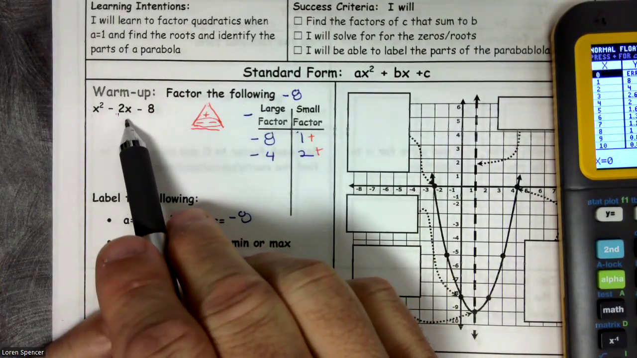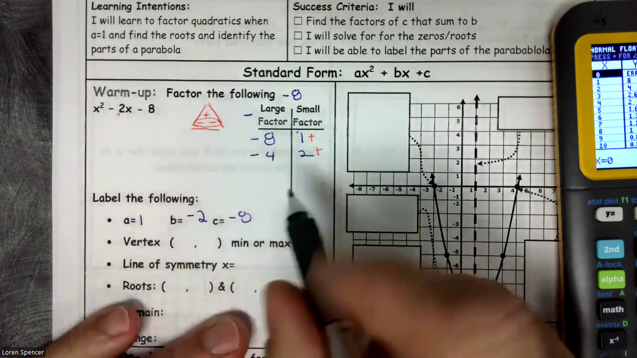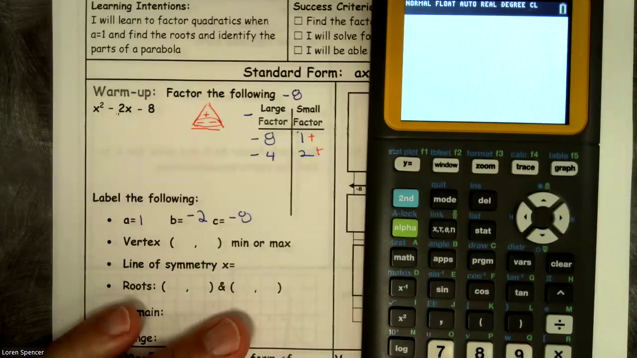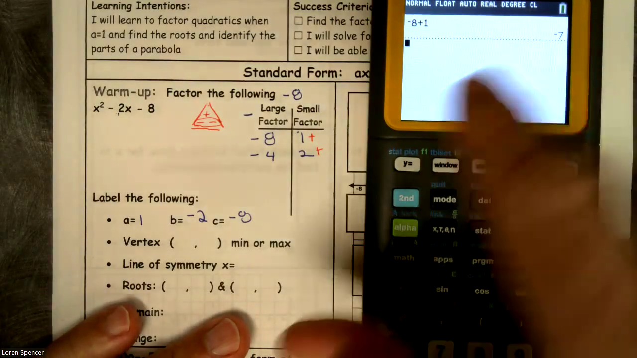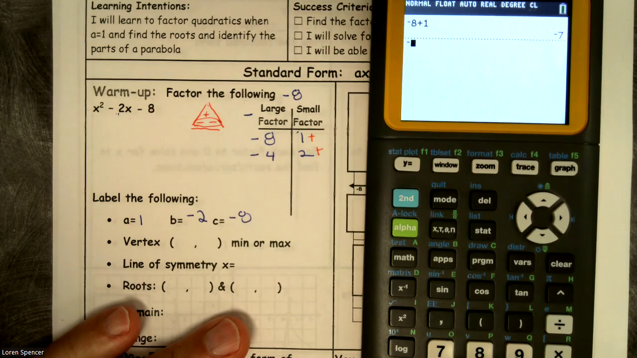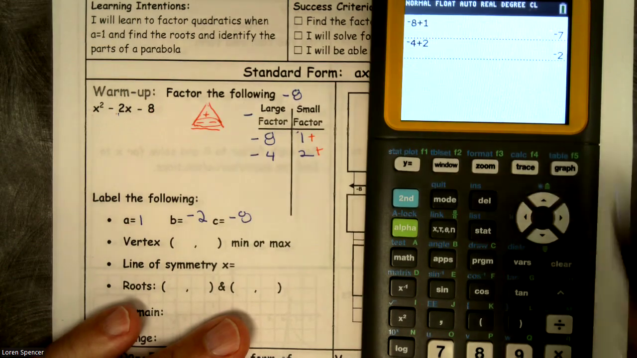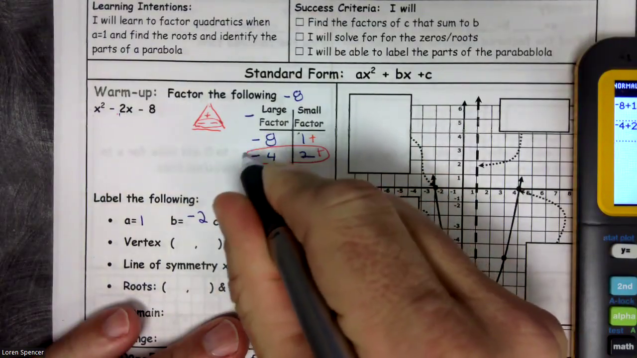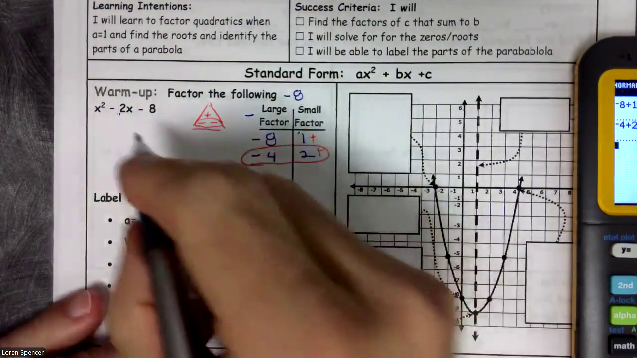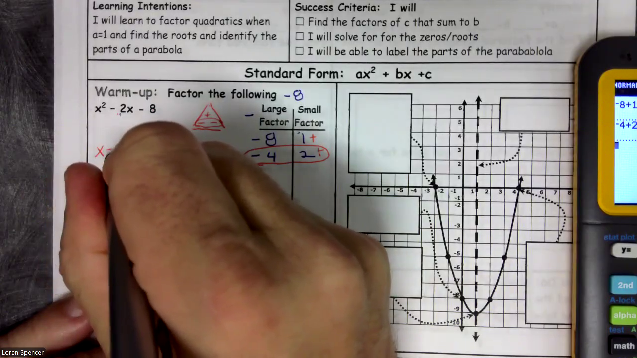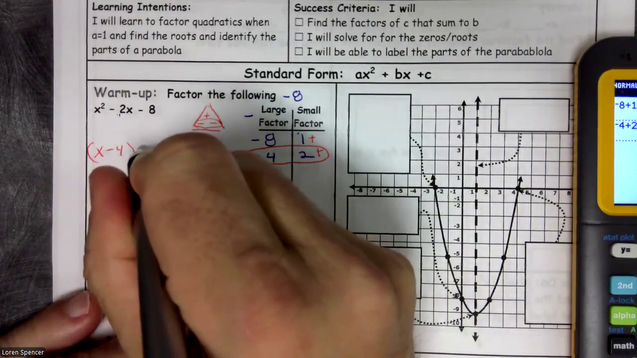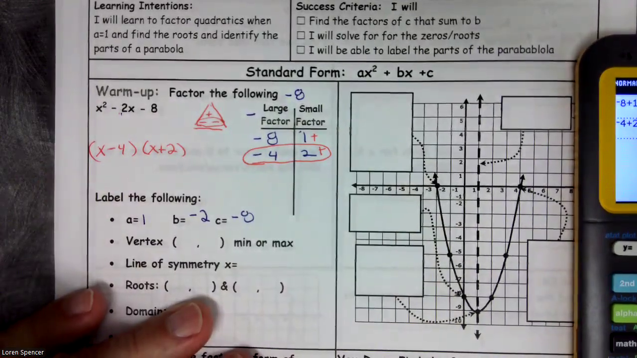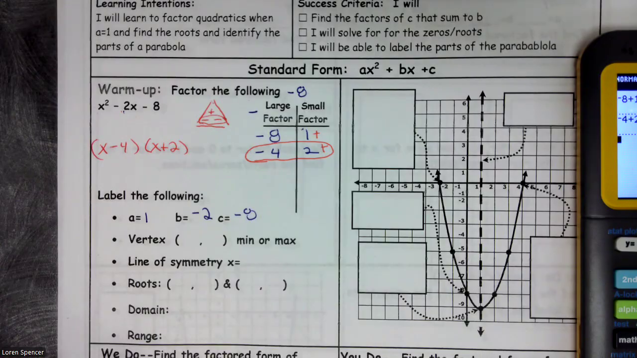Now I need to combine the two and get -2. When I do that, I try, well, what's -8 plus 1? Oh, that's -7. That's not correct. But if I go -4 plus 2, that gives me the -2. So these are the factors that I need right here. This is going to be x minus 4 times x plus 2. So there we go, we now have our factors.